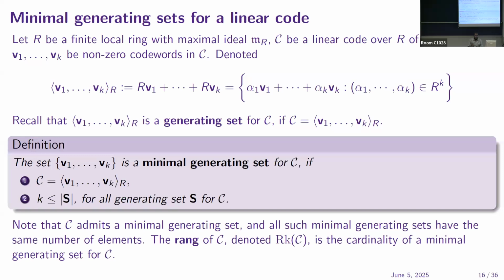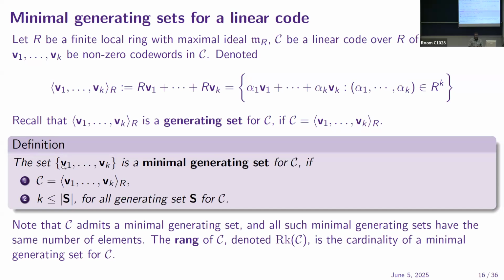Okay, we define the basis of the linear code over a finite ring as a minimal generating set and modular independence. The minimal generating set is the generating set that is minimal, that is, the cardinality is minimal.